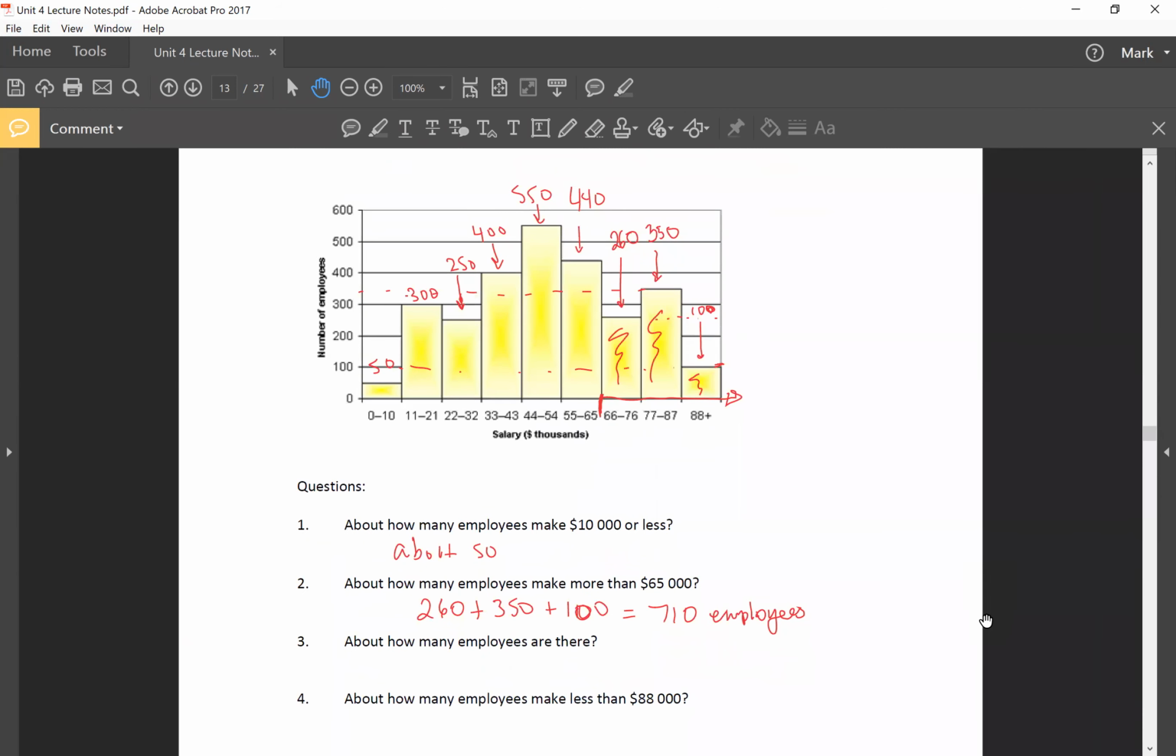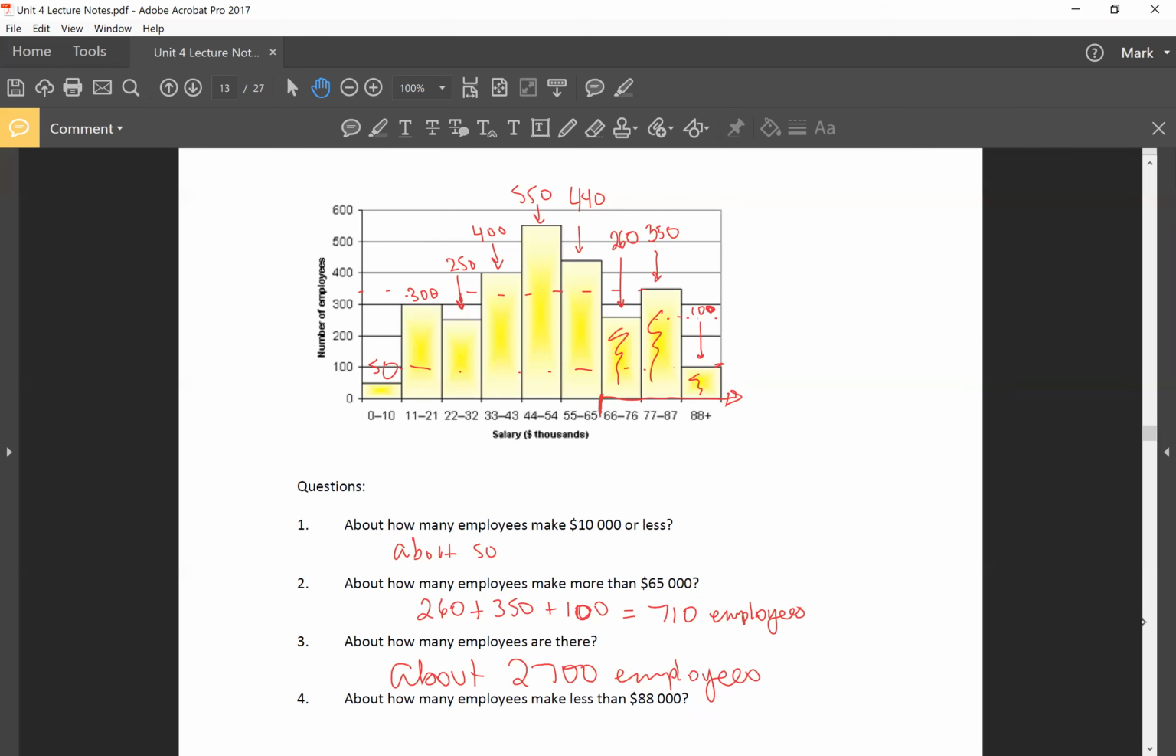And I'm going to zoom out. I do apologize that it's small. So I'm just going to add up all of these numbers. And I'm going to be lazy, guys. I'm not going to write all of these numbers added together. What I'm doing is adding up the tops, so 50 plus 300 plus 250. I'm adding up all of those. And what I end up getting is 2,700, about, right? Key word here. 2,700 employees.